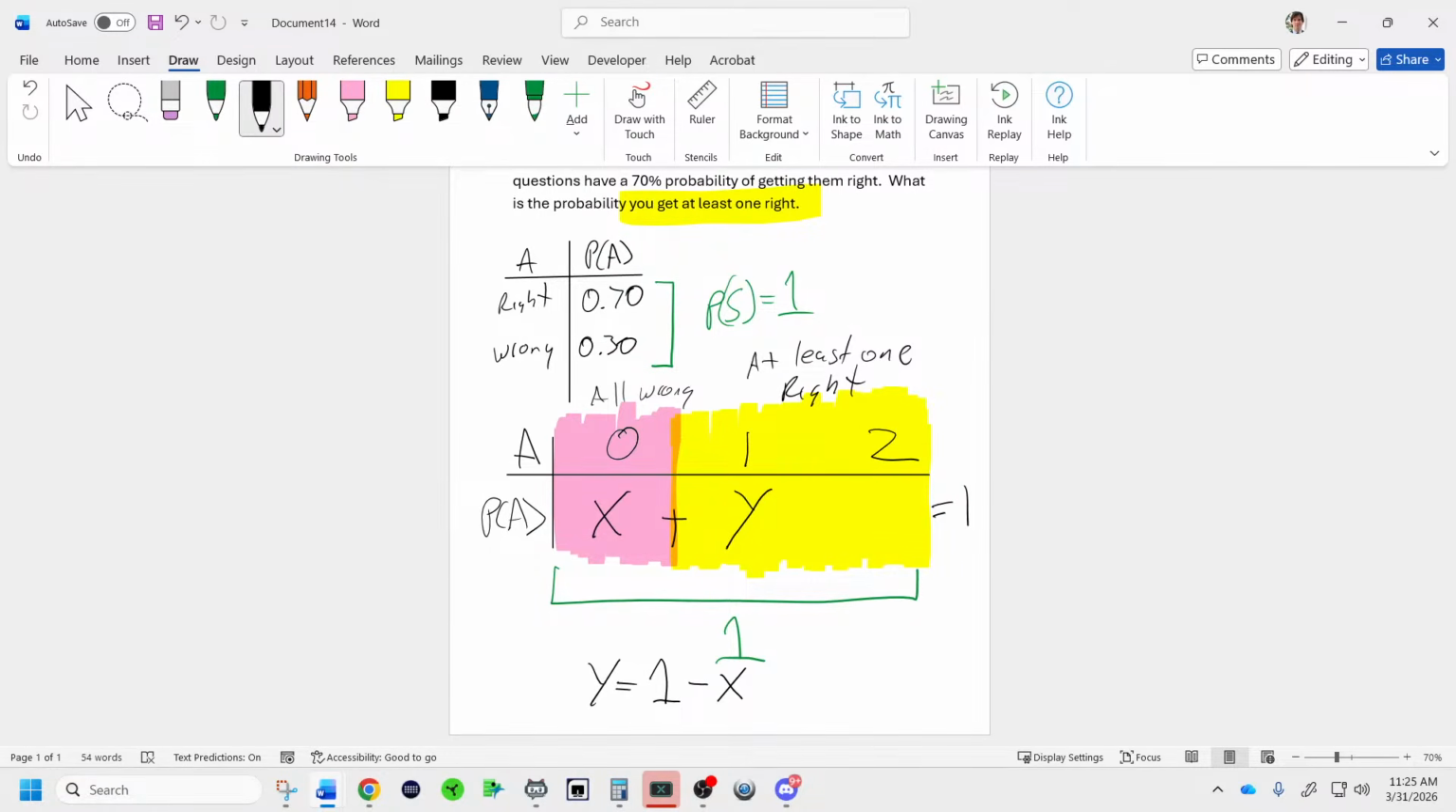Then what is x? X is the probability of getting everything wrong. So what's the probability of all wrong? The probability of all wrong, which is x, is going to be 0.3 to the second power. Nice job, Megan. And so you just plug in that x is going to be 0.3 to the second power, and that's the probability of getting everything wrong. So it's everything but getting all the questions wrong.